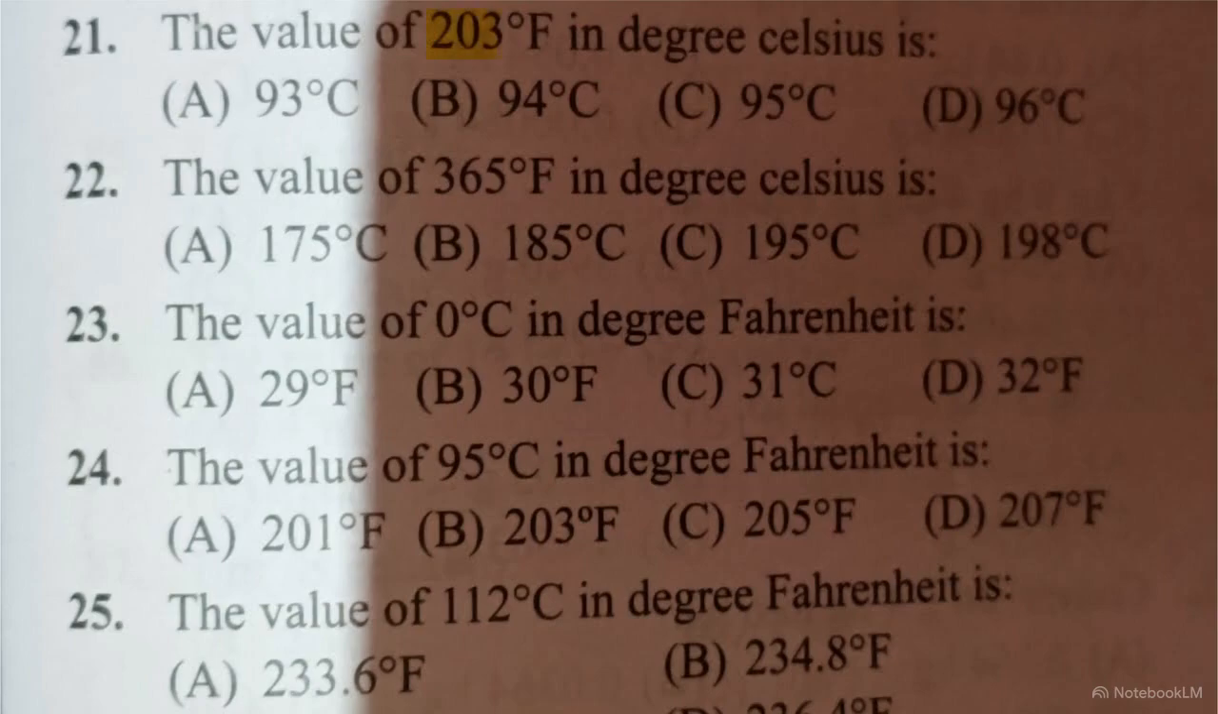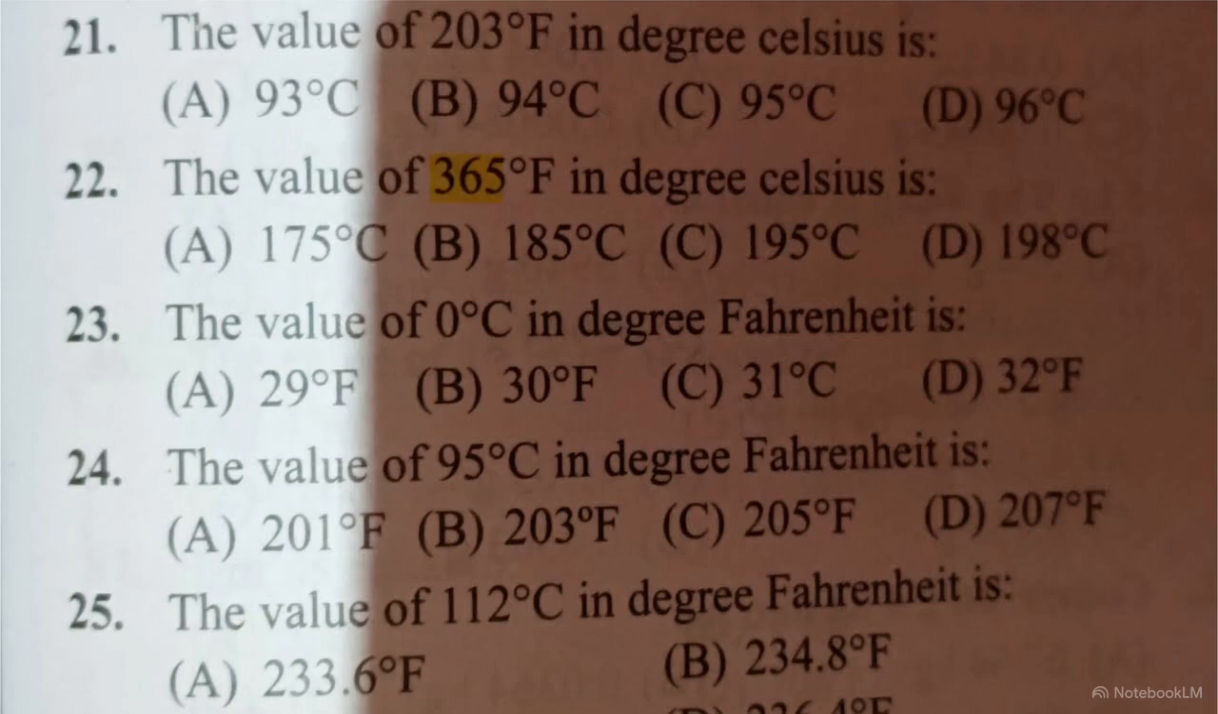Looking at question 21, we convert 203 degrees Fahrenheit to Celsius. Applying our first rule, 203 minus 32 is 171. We multiply 171 by 5, which is 855, and divide by 9. That leaves 95, matching option C perfectly.